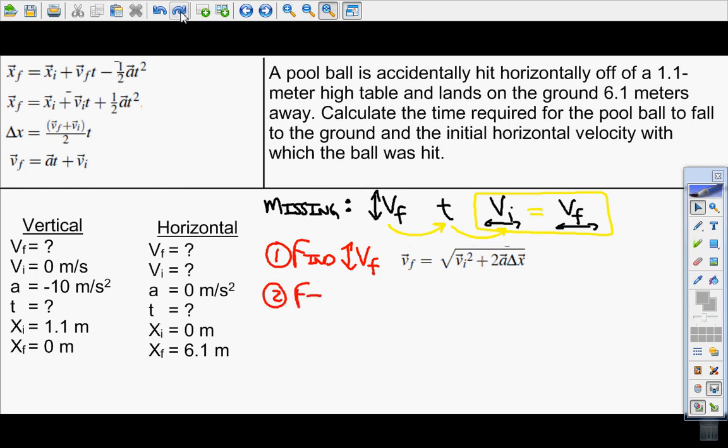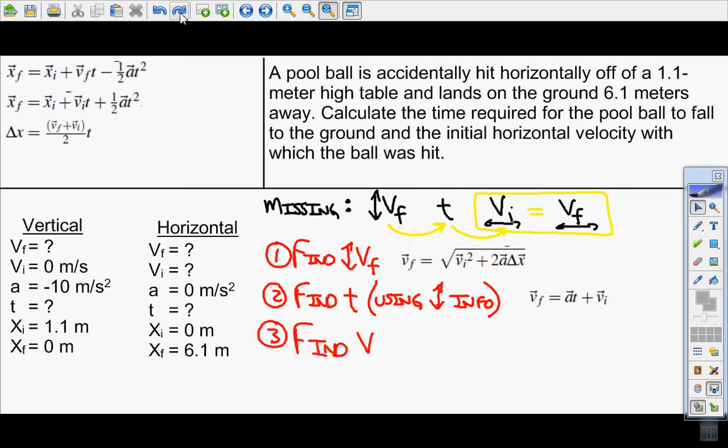I'm going to go ahead and move on to step 2. Once I know what the vertical final velocity is, I'm going to find my time. And I'm going to use my vertical information to do that. Okay, so which equation will I use to find time? I'm going to go ahead and try to find the easiest time equation up there. And I think this one's pretty easy. So what I'll do is I'll plug in all of my vertical information into this equation, and then I will isolate that variable time.